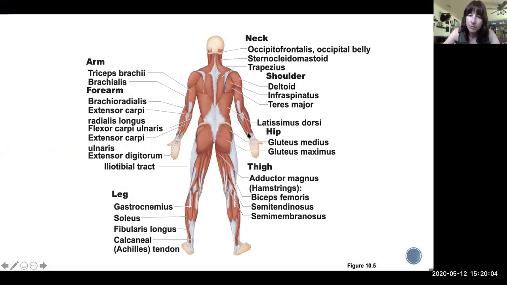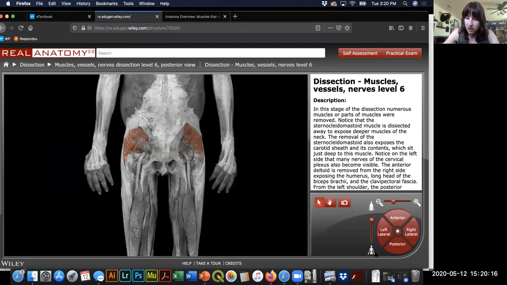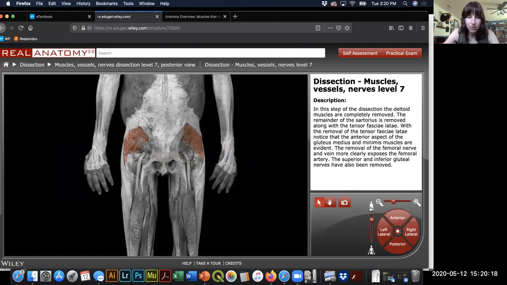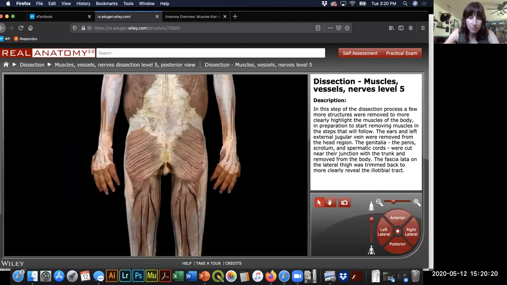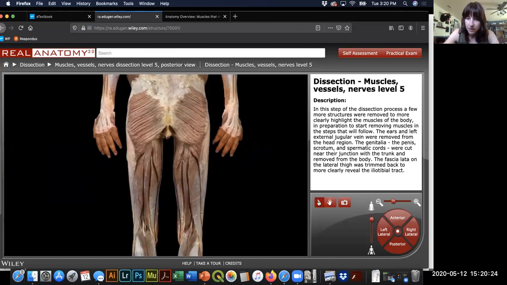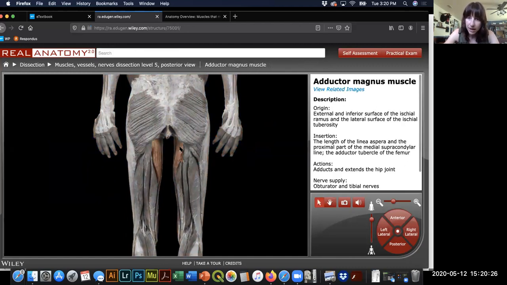How dare you? Okay, we've got the Adductor Magnus. So that's this little guy right here, this annoying little dude. Let's get our gluteus maximus back. Let's see if we can see our Adductor Magnus.